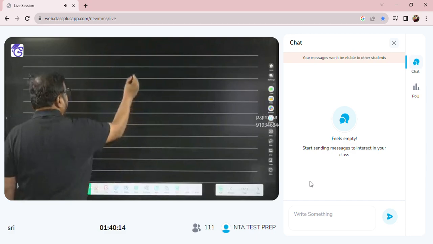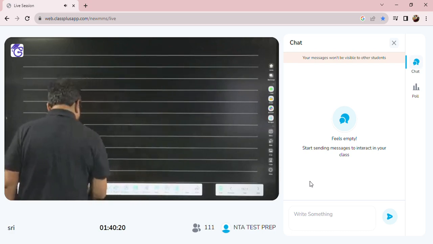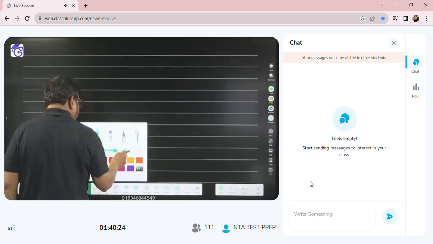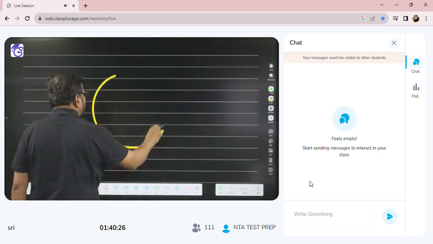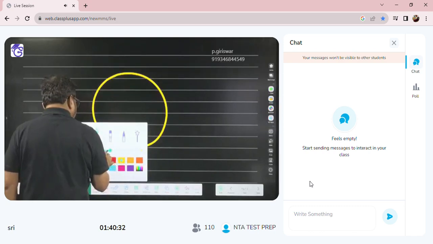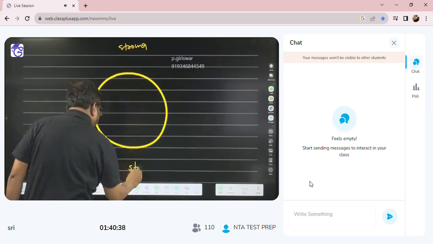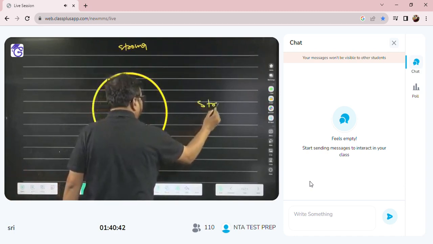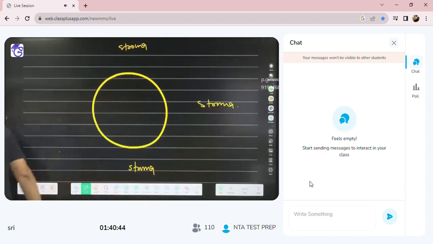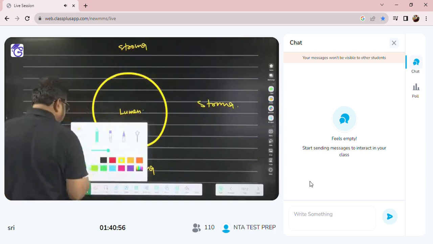Now I am drawing a diagram. You just try to understand. This is the thylakoid membrane and I am making a thicker membrane. This is the thylakoid membrane. This is stroma. Here stroma. Here stroma. Here stroma. And this is lumen. Got the idea? This is the thylakoid membrane.